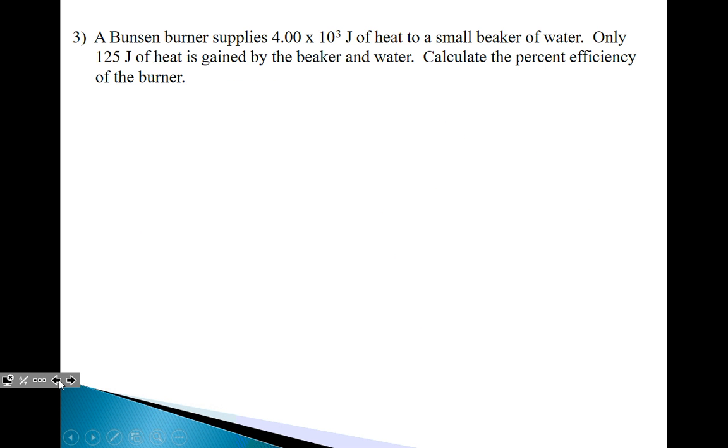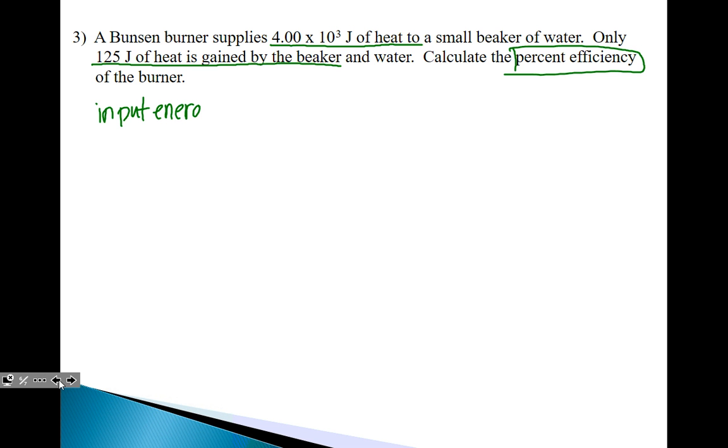Okay, last example. A Bunsen burner supplies 4.0 times 10 to the power of 3 joules of heat. So that is what the machine is supplying. Only 125 joules of heat is gained by the beaker. Calculate the percent efficiency of the burner, and we're looking for the percent efficiency, okay? So let's take a look at everything that we have. We have our input energy, which is supplied by the machine, is 4.00 times 10 to the power of 3 joules.